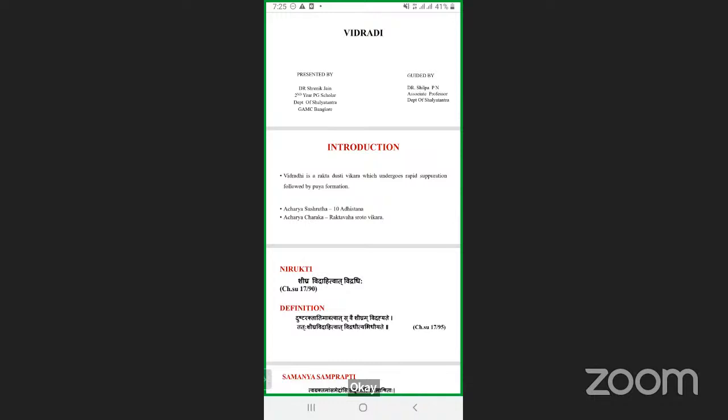Good evening, everyone. My topic is Vidradi. I am Dr. Srenik Jain, second year PG scholar, Department of Shalyatantra, JMC Bangalore. And the topic is Vidradi. Coming to introduction, Vidradi is the Raktarashti Vikara, which undergoes rapid separation followed by Puya formation.